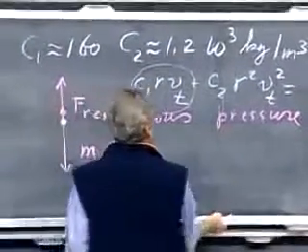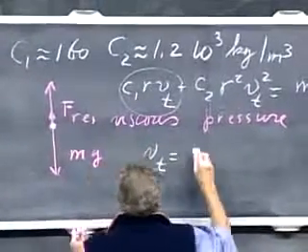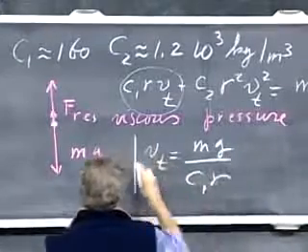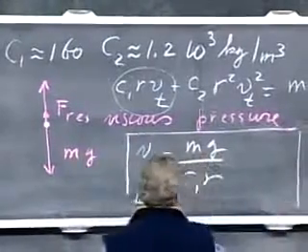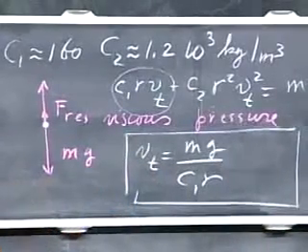And if that term can be ignored, you can see that immediately the terminal velocity is going to be mg divided by c1r. And that, by the way, for our 1/4 inch ball bearing, turns out to be something like 2 centimeters per second.